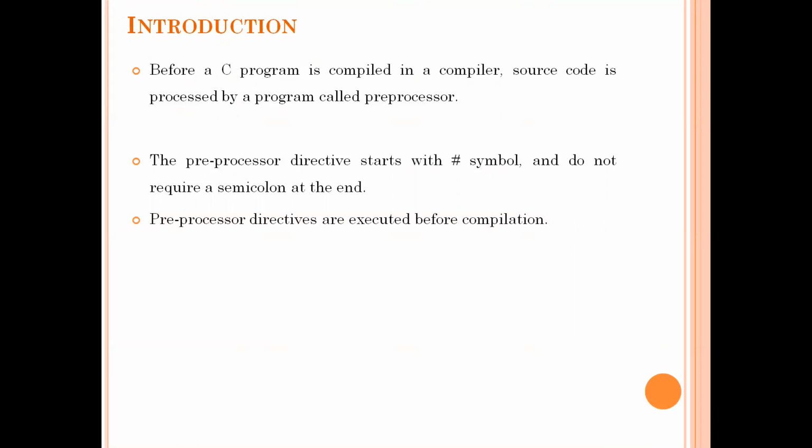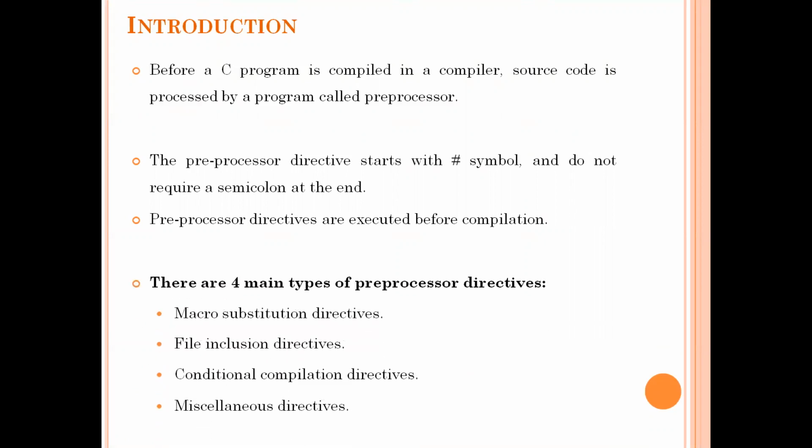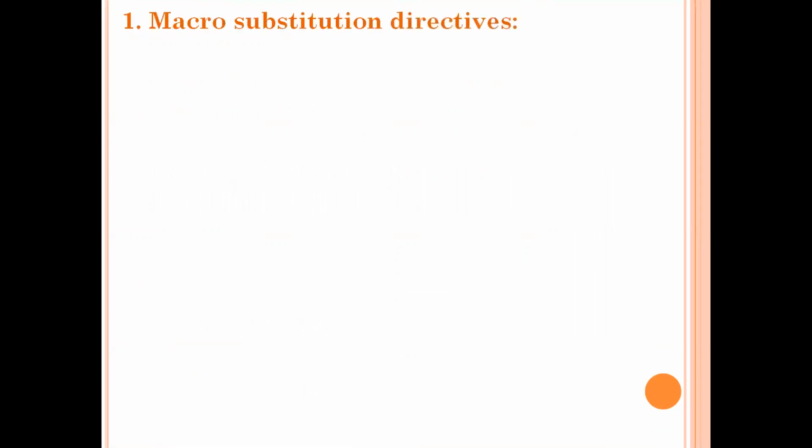In C language, we have a lot of preprocessor directives, and all of them are divided and grouped into 4 categories. Those 4 categories are: first, macro substitution directives; second, file inclusion directives; third, conditional compilation directives; fourth, miscellaneous directives. Macro substitution directives means here we will define the macro.